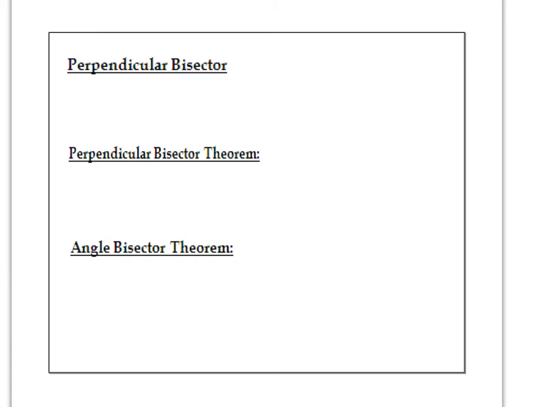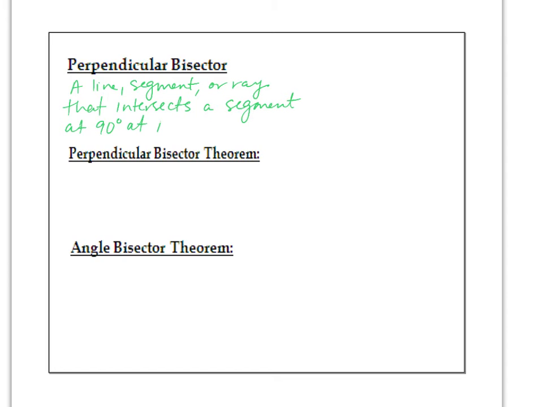All right, we're going to talk quickly about a few definitions that you should know. The first one is called a perpendicular bisector. A perpendicular bisector is a line, segment, or ray that intersects a segment at 90 degrees at its midpoint.